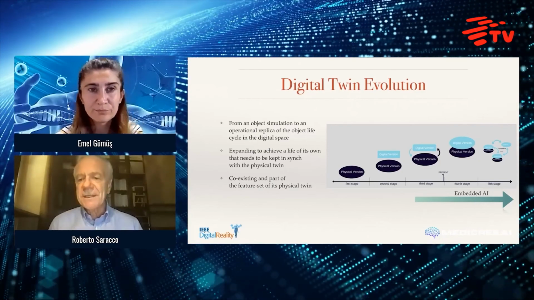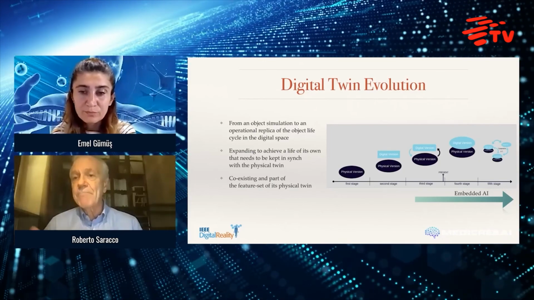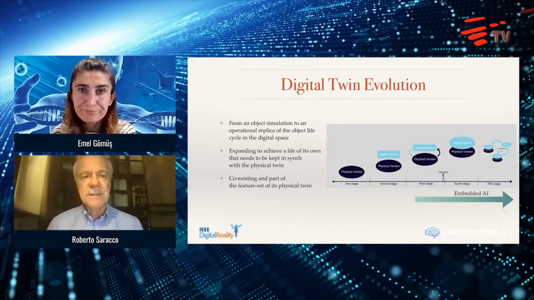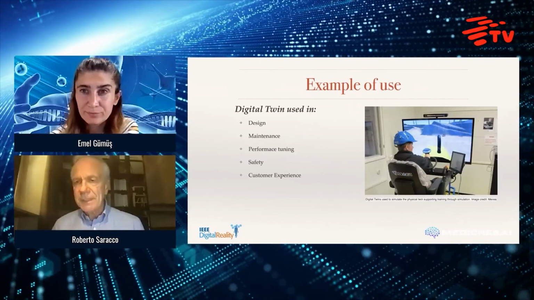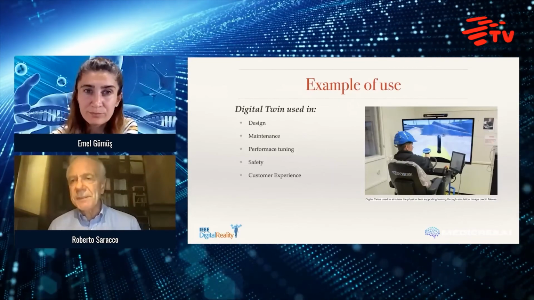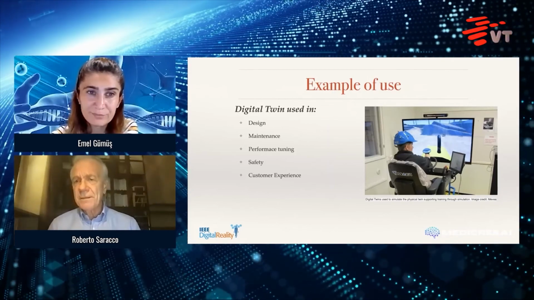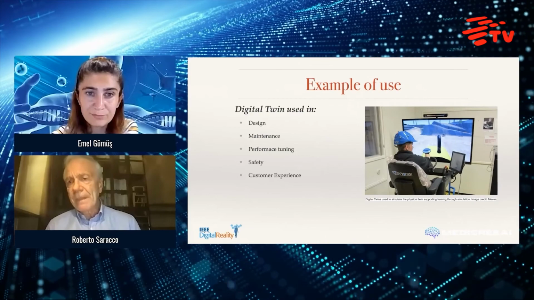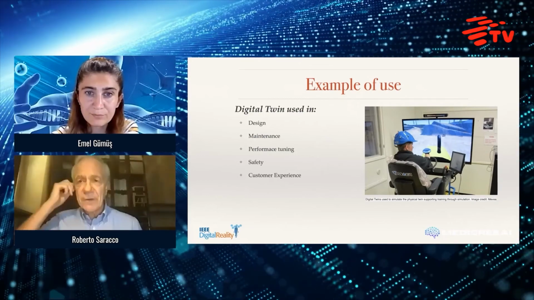Okay, so this is the kind of thing that is happening, and you see the arrow there, embedded AI. AI, artificial intelligence, is going to become embedded. Now, let me give you an example of use, because it might be easier to understand. You see this guy here, he's operating a backhoe. And the way he's operating the backhoe, you see, he has a screen in front of him.